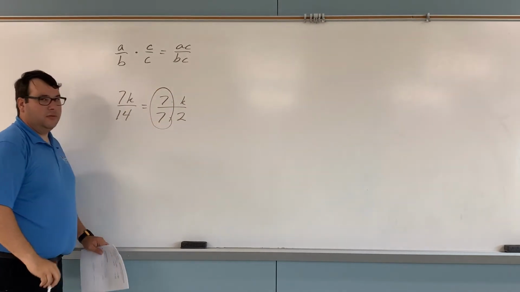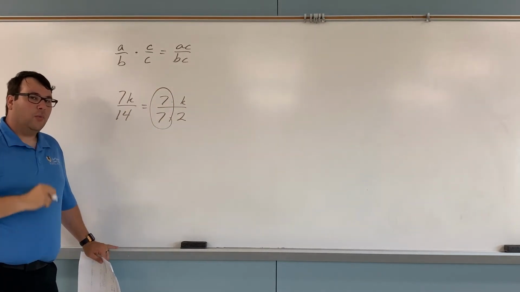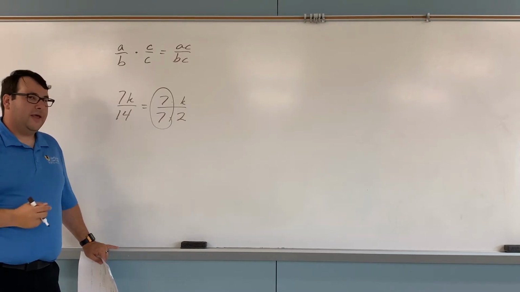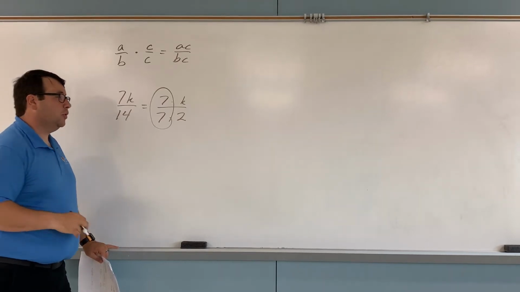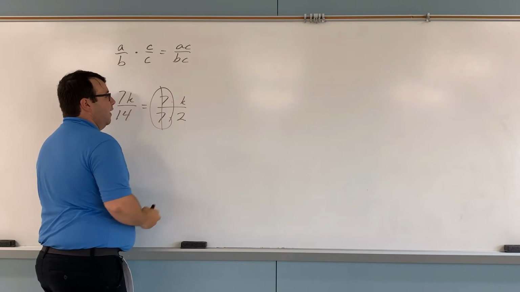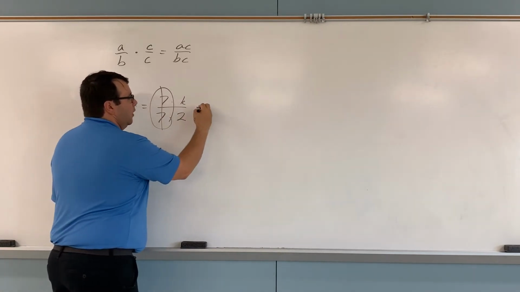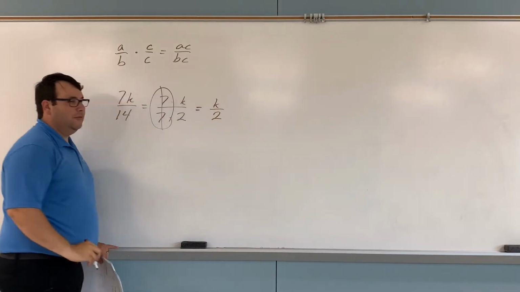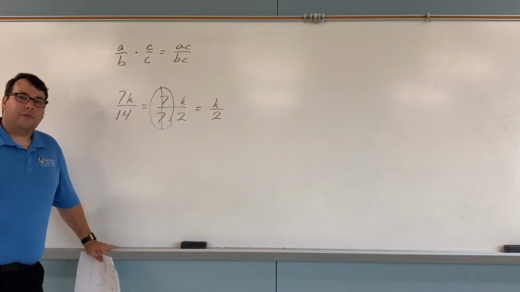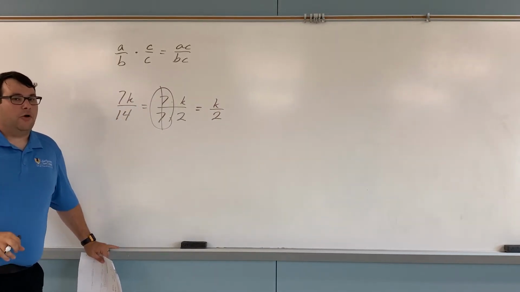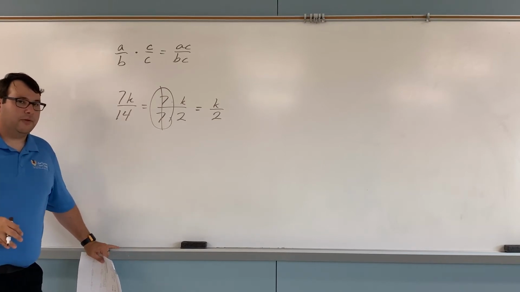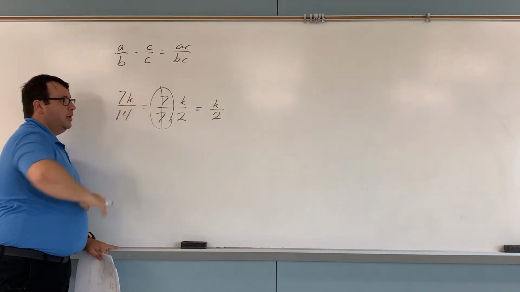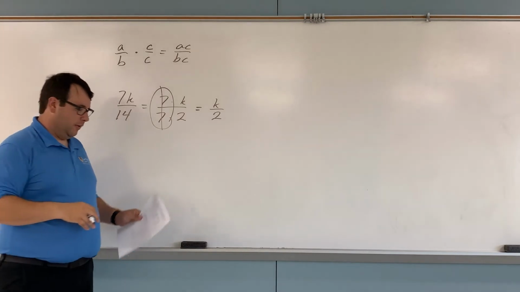7 over 7, something over itself, is 1. So couldn't I cancel those? Sure. So if I cancel that 7 over 7 out, what am I left with? K over 2. So you're simplifying your fractions like you've been doing already. This is a very simple example showing this property, so I took it a little bit slower.